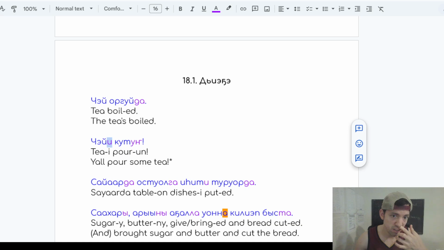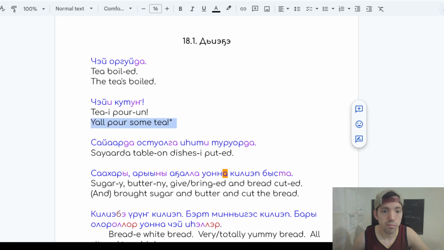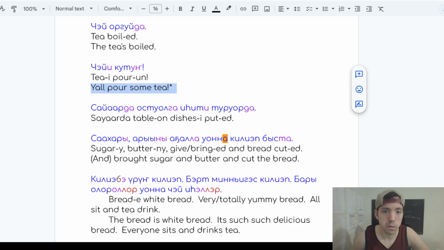Which in commands, we may use the partitive case that we just saw there. Here it actually is a command, but we have, I believe, the direct object particle rather than the partitive case that we just looked at. Kot, we remember, means pour. Un is the command ending for plural. So y'all do something. Y'all pour some tea. I don't remember. Oh yeah, this partitive. Well, why did I put a star? I don't remember. I'm sorry, guys.